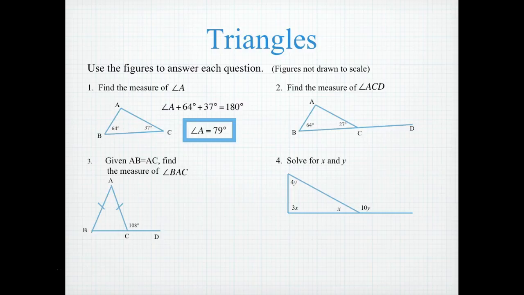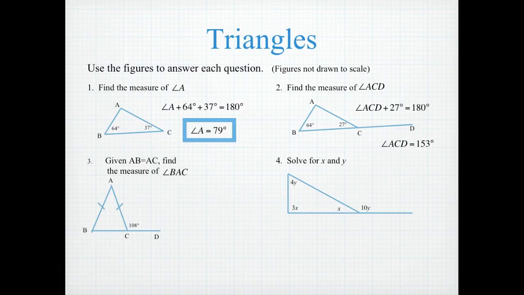In question 2, I need to find the measure of angle ACD. Now notice angle ACD is the exterior angle corresponding to angle ACB, which is equal to 27 degrees. Since we know that an exterior angle and its corresponding interior angle form a linear pair, meaning they're supplementary and add to 180 degrees, I know that angle ACD plus 27 degrees is equal to 180 degrees, leaving me with an angle measurement of 153 degrees for angle ACD.